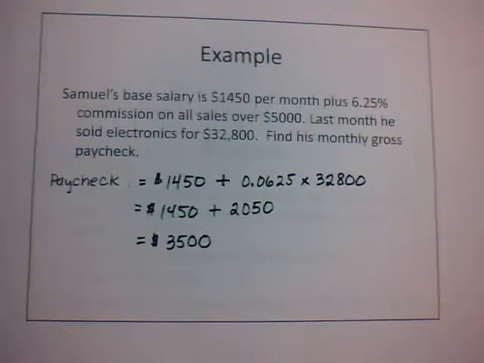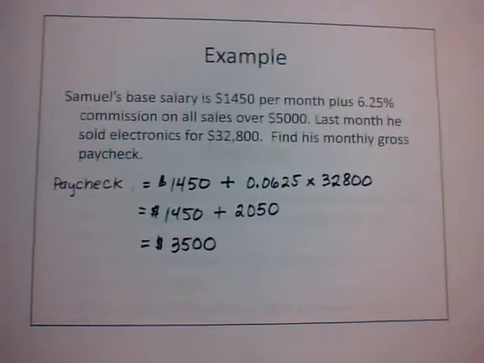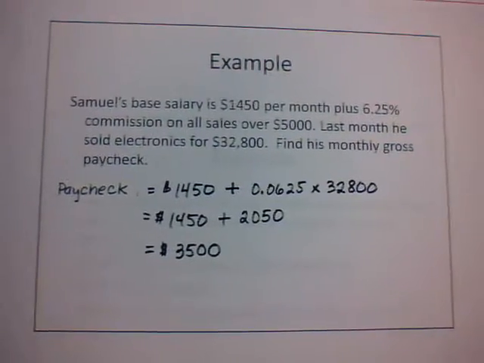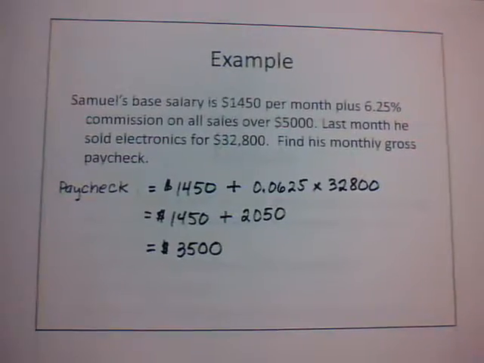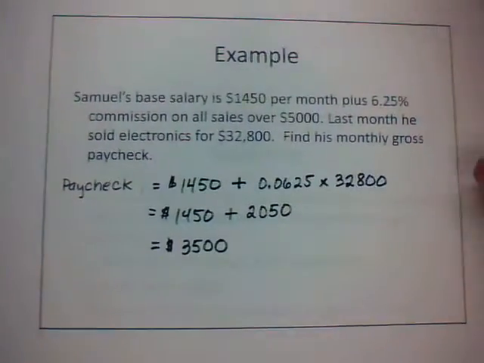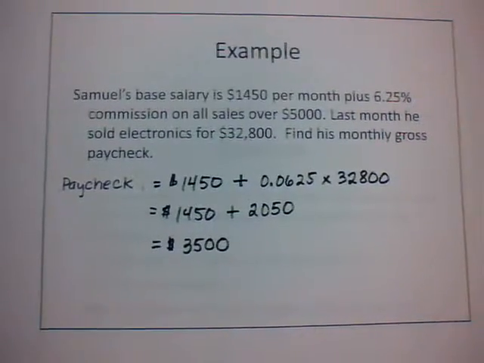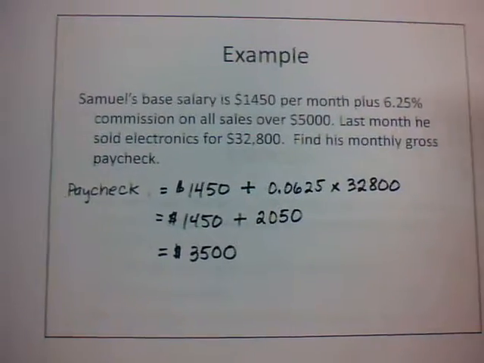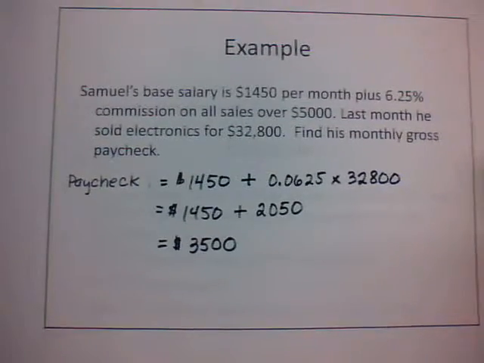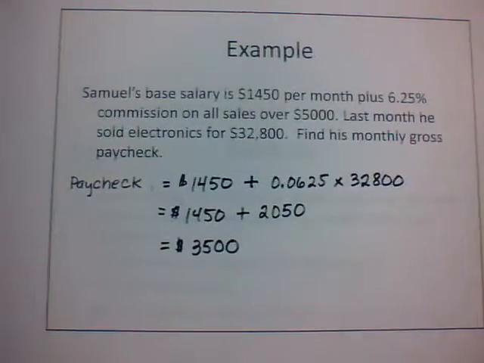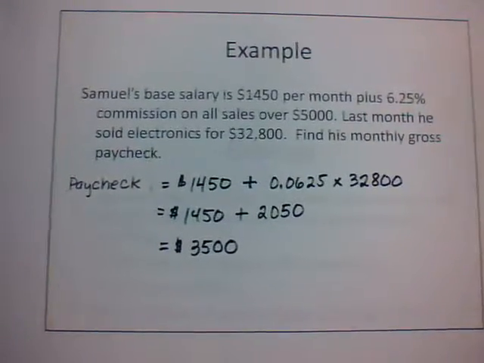All right, another example dealing with commission is this. Samuel's base salary is $1,450 per month, plus a 6.25% commission on all sales over $5,000. Last month, he sold electronics for $32,800. Find his monthly gross paycheck.